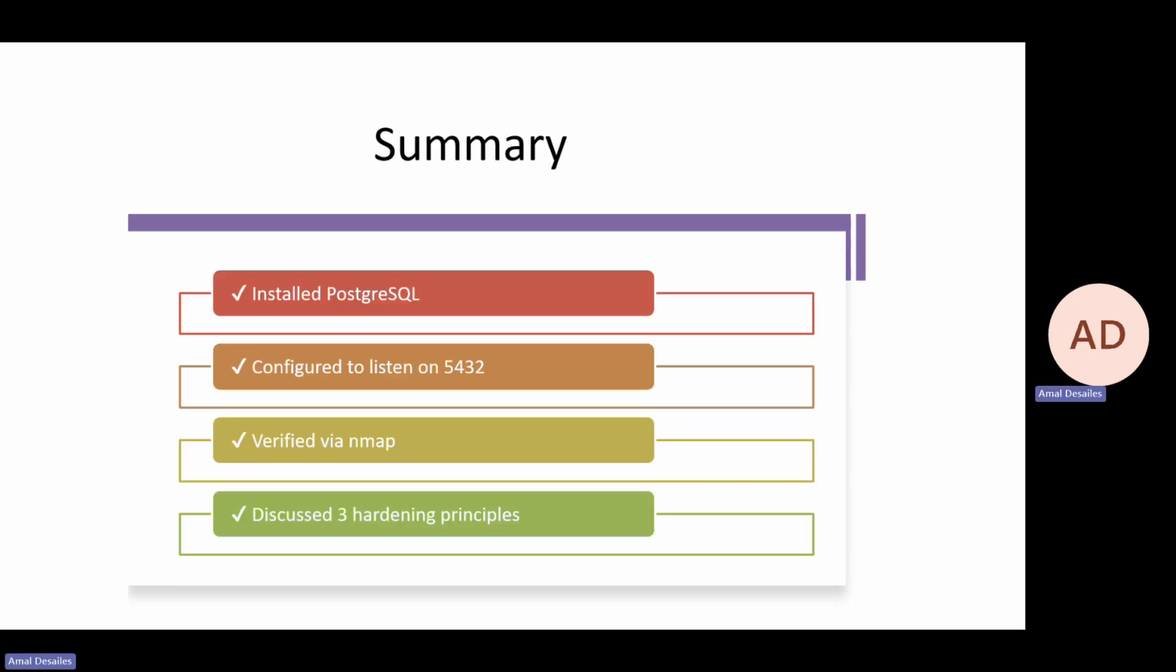So now we are coming to a summary. To recap the demo, we went through how we installed PostgreSQL, configured it to listen on port 5432, adjusted pg_hba.conf and the firewall so the Kali scanner could hit it, and verified the port is open using Nmap. Then we looked at three hardening controls you should apply after testing: narrow network exposure, enforce SCRAM and SSL, and keep the system patched with role-based privileges and auditing enabled.